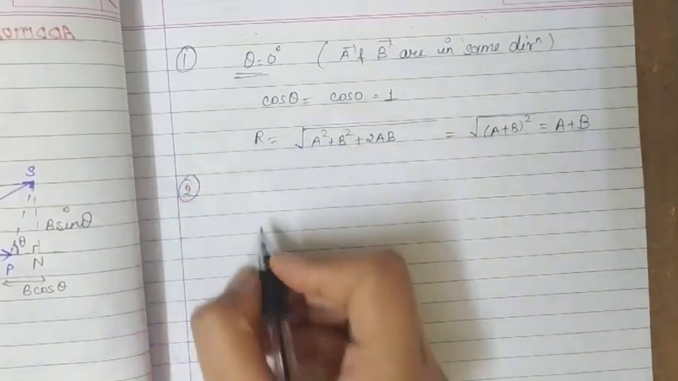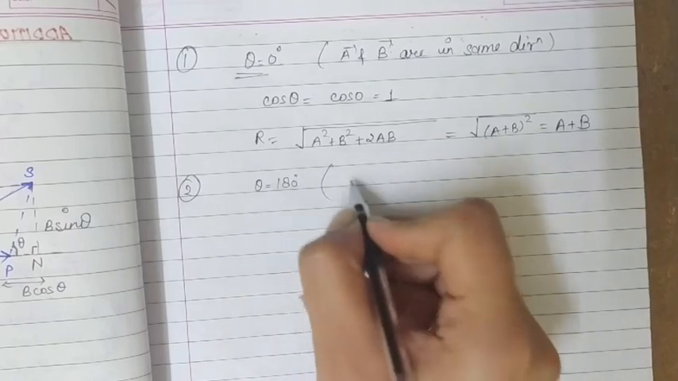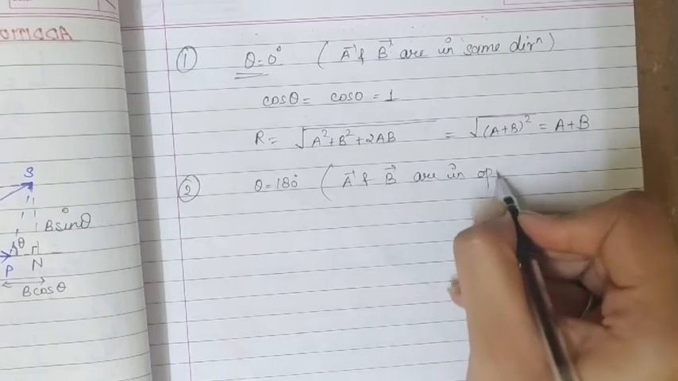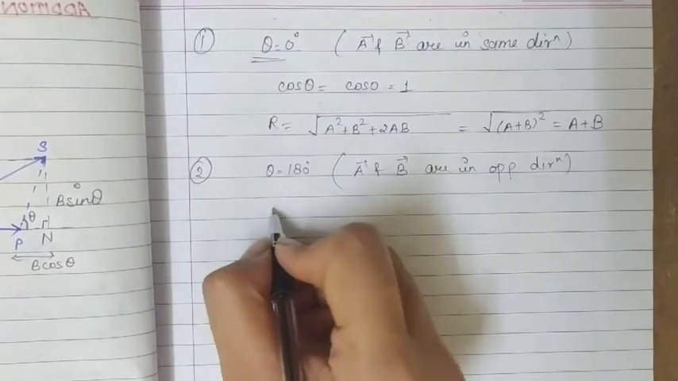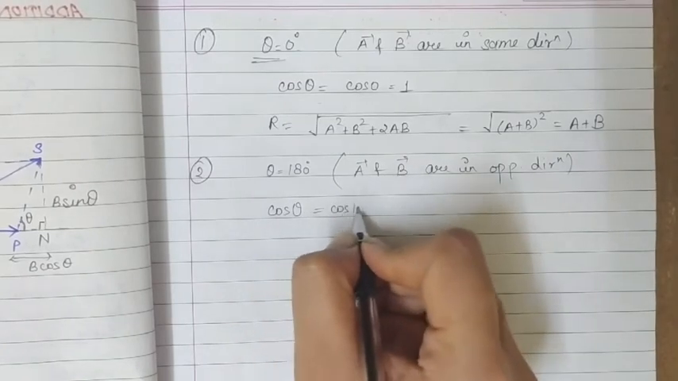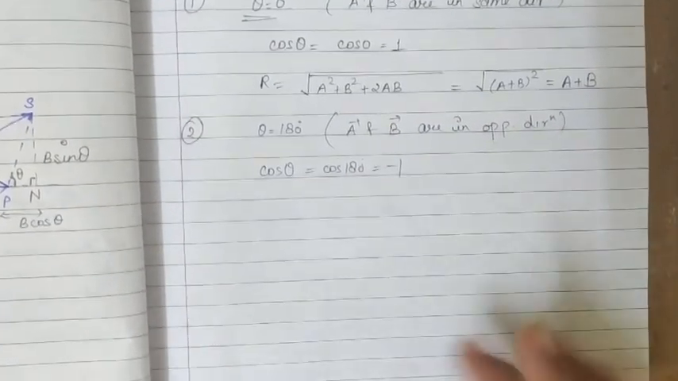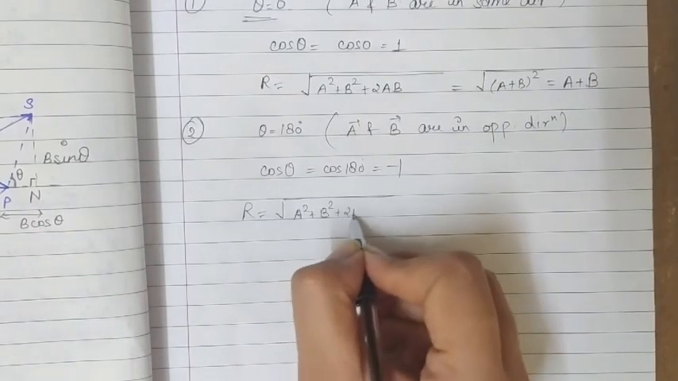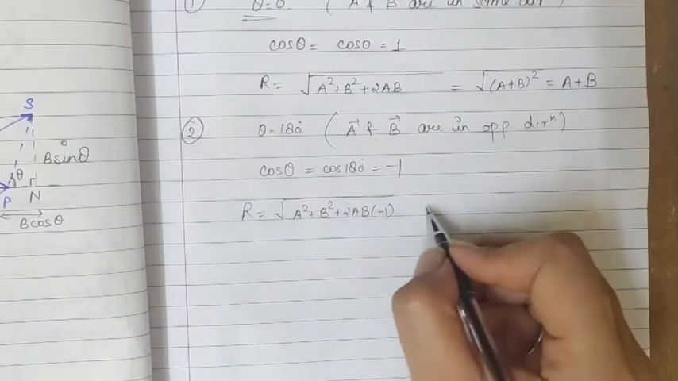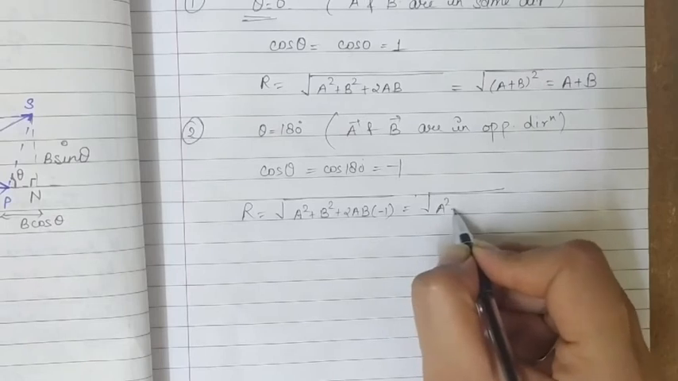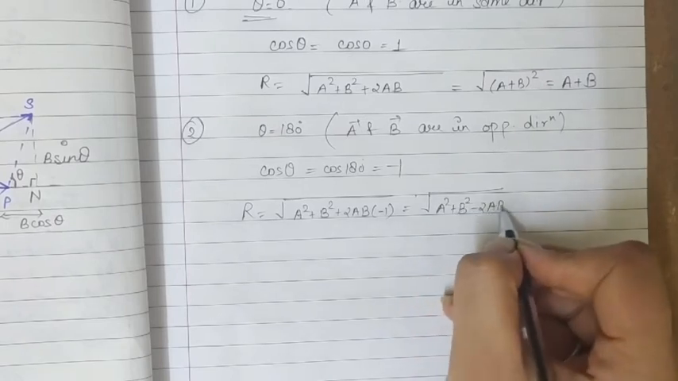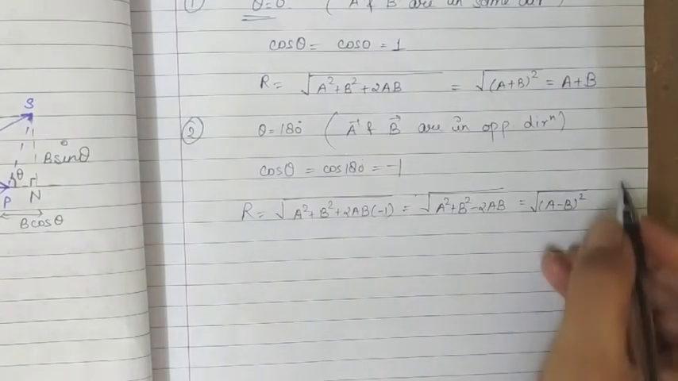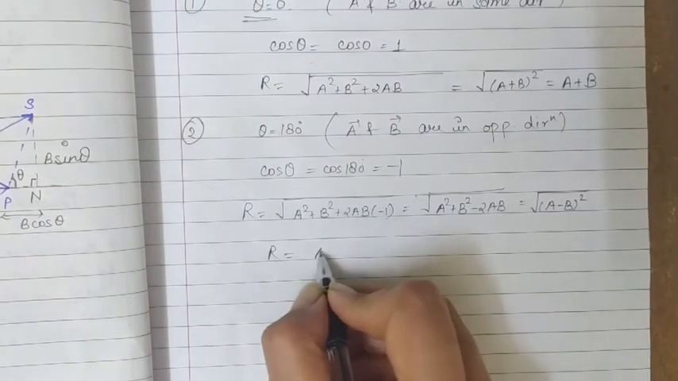The second case is when theta is equal to 180 degree. That means A vector and B vector are in opposite direction. In that case, cos theta is equal to cos 180 is equal to minus 1. So R will be under root A square plus B square plus 2AB, and instead of cos theta it is minus 1. So it will be under root A square plus B square minus 2AB. That means A minus B whole square under root. It will give us the answer A minus B.